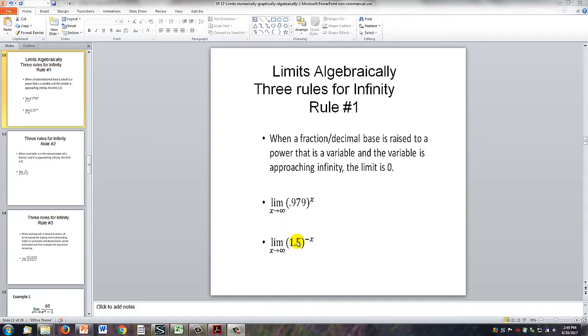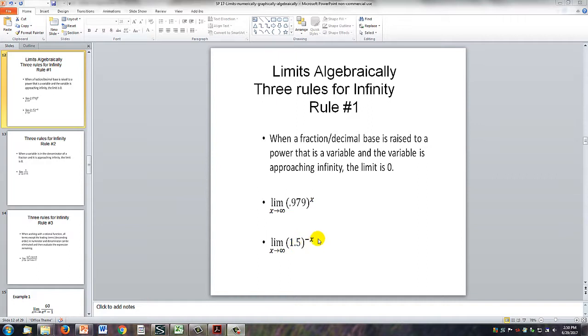So this time, this number is greater than 1, but it's being raised to the negative x power. So remember, a negative exponent flips the fraction. So 3 over 2 to the negative x is the same as 2 over 3 to the x. So 2 over 3 is less than 1. So if you raise a fraction that's less than 1 to infinity, it's going to eventually head to 0 because the denominator is going to get bigger than the numerator.